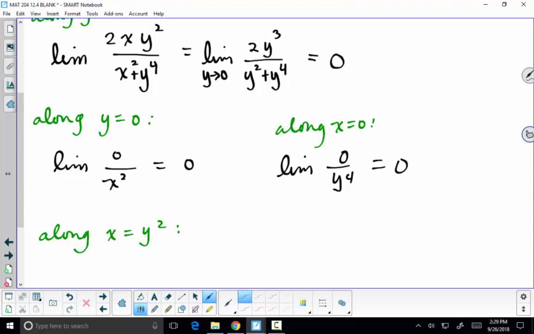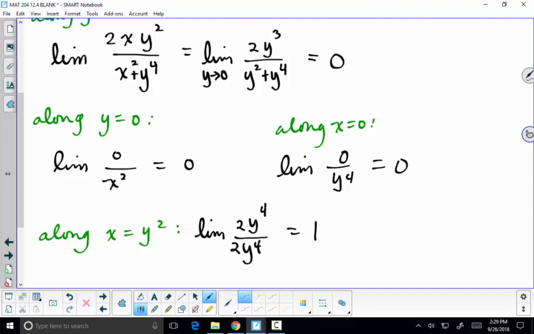So along x equals y squared, we're going to get the limit of 2y to the 4th over y to the 4th. Did I do that right? On the bottom, you should get y to the 4th plus y to the 4th, which is 2y to the 4th. Thank you. So we get 2y to the 4th there. Everyone agree with that? y squared times y squared is y to the 4th. So what is this limit?